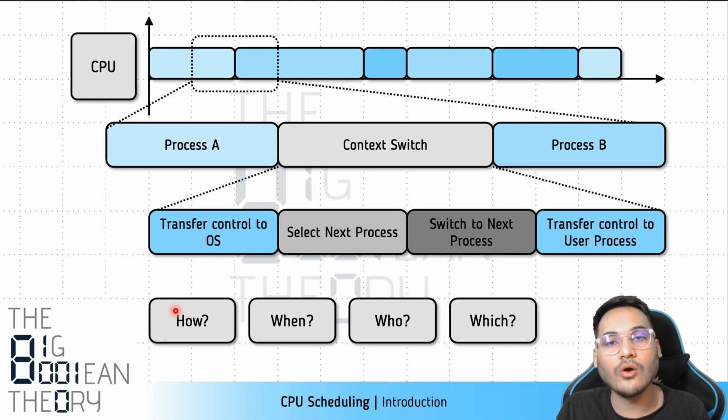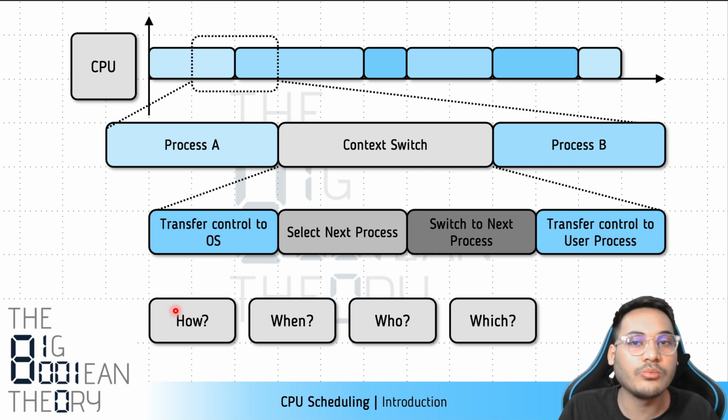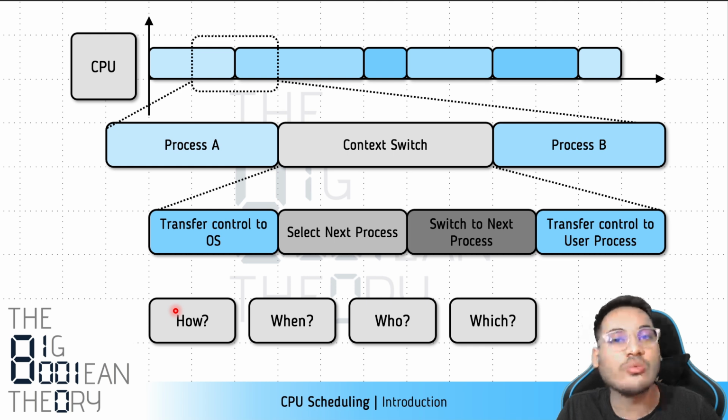When we talk about how, first of all we need to have a mechanism in place which allows us to switch from one process to another. First of all, it should be possible to do the switch. Before we talk about which process to switch to, when to switch, it should even be possible to halt a process and resume another process. So that is where we design mechanisms so that this how part is solved.